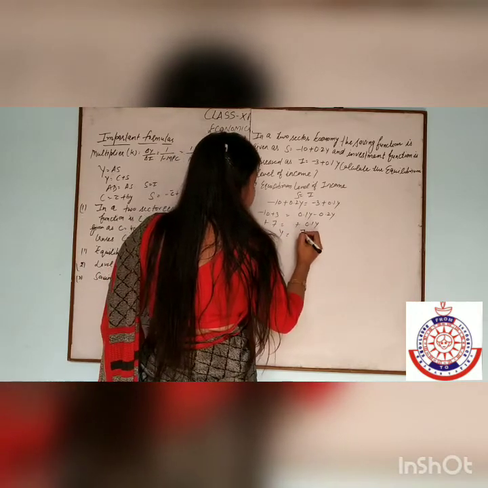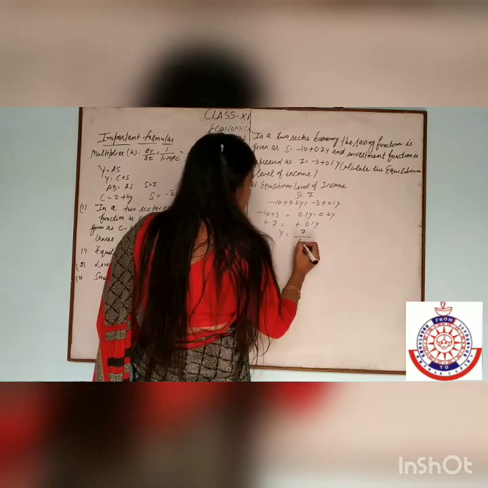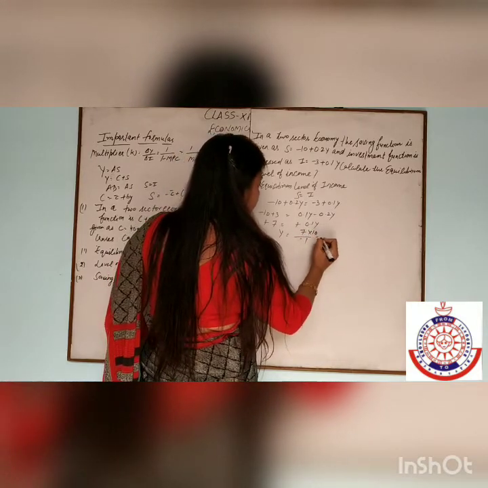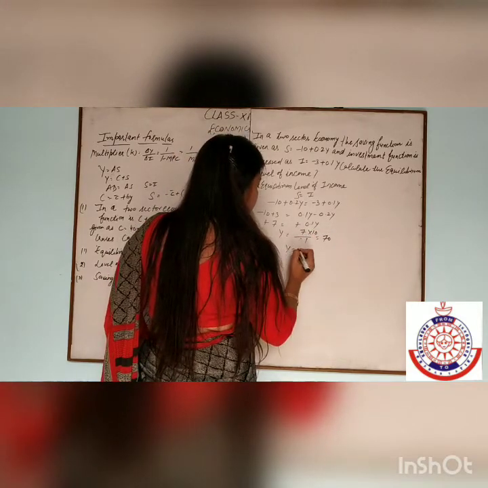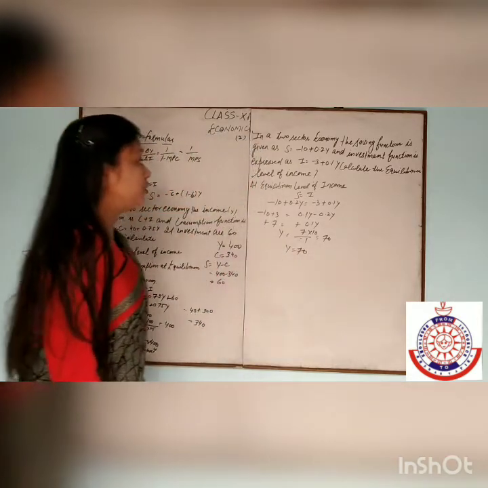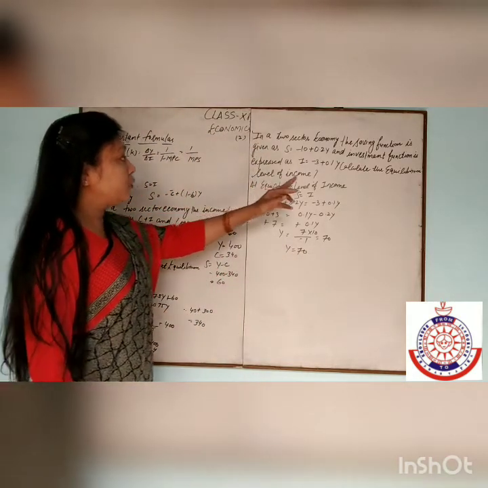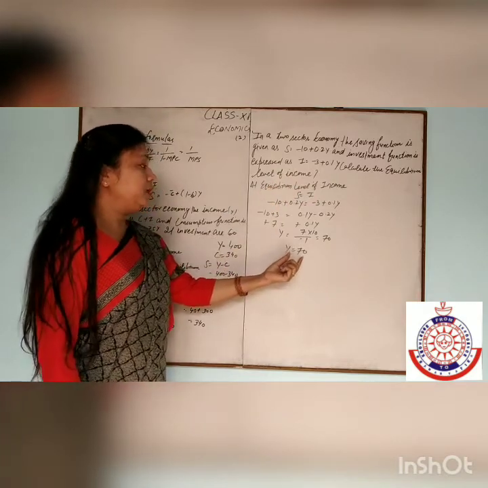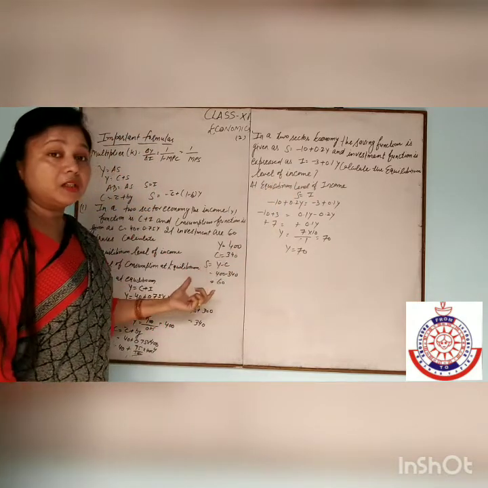Y is equal to 7 upon 0.1, that is equal to 70. Then Y is equal to 70. Calculate the equilibrium level of income. The equilibrium level of income is 70. Is it clear?